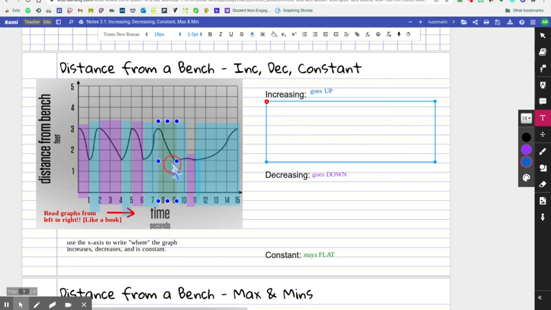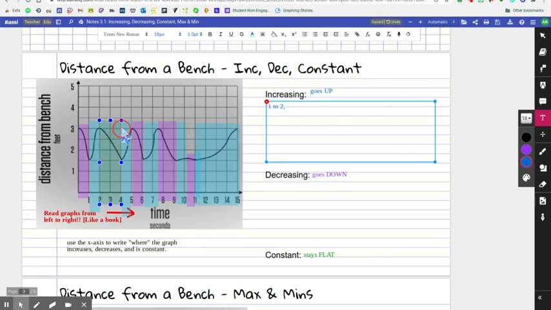So what is the time highlighted in blue that it first increases? From what time to what time? Well, we see it increases from 1 second to 2 seconds. So I'm going to write that out. 1 to 2. That's it. That's the wordy word version.